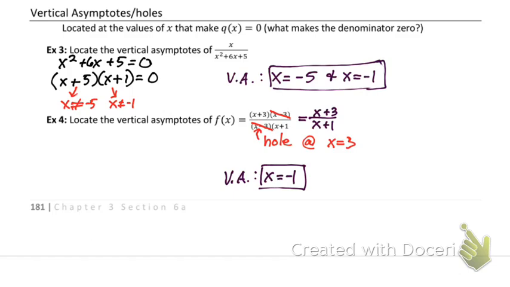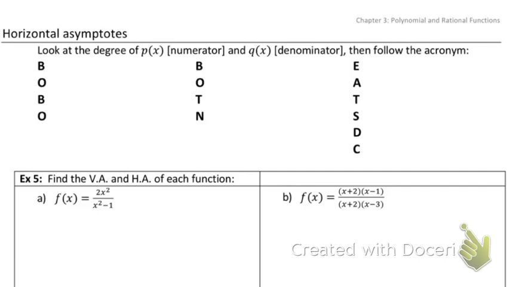Questions on holes or domain? If I ask you to find the domain or vertical asymptotes, it means the same thing, basically. It's just how you give the answer. The hardest part about rational functions is our horizontal asymptotes. Vertical is pretty easy. You just find where your denominator equals 0.